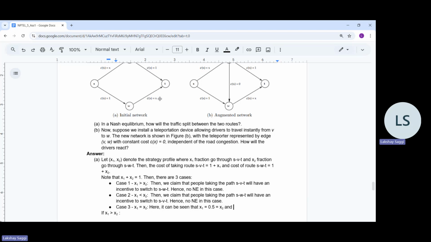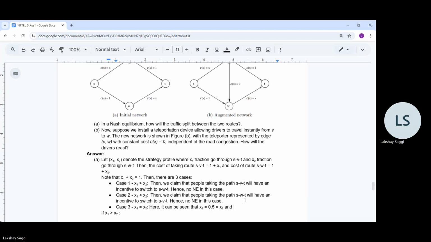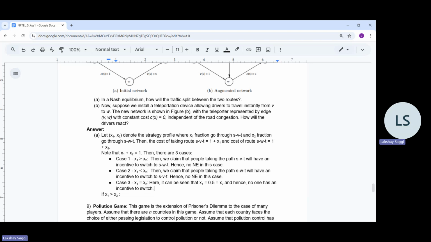And now if both are 0.5, both are equal, then even if you take a very small epsilon amount, if someone decides to switch from SVT to SWT, then the cost will actually increase. Right now, the cost for both of these is 1.5, 1.5. But if someone decides to switch from here to here, then the cost will increase from 1.5 to 1.5 plus epsilon, which nobody wants. So no one has an incentive to switch. So hence, this is a Nash equilibrium.